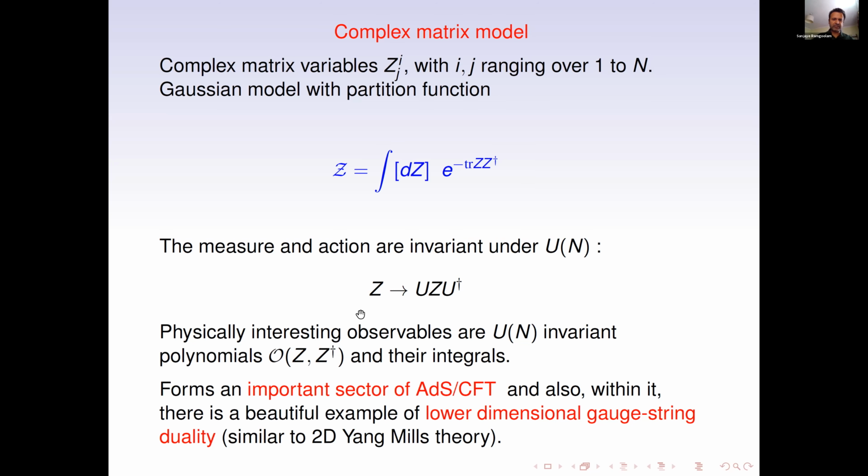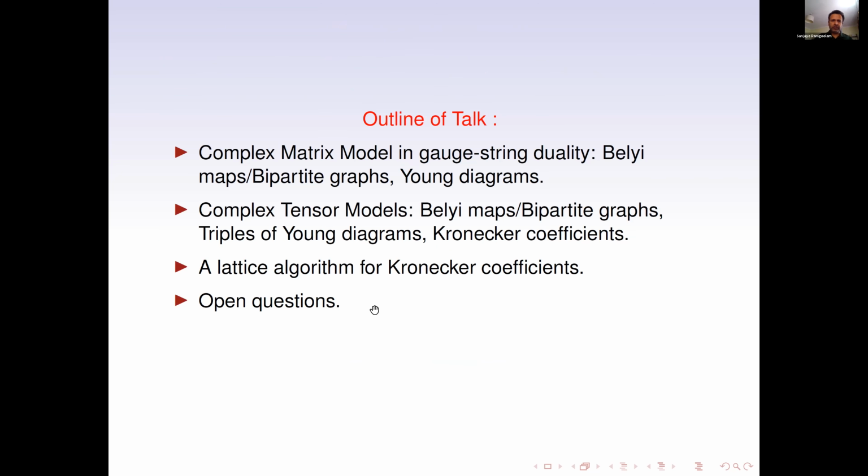So this complex matrix model forms an important sector of AdS-CFT, this last example I mentioned. And also within it, there is a beautiful example of lower-dimensional gauge-string duality, which is similar to 2D Yang-Mills theory. So in this talk, I will start with this complex matrix model and its connections to gauge-string duality.